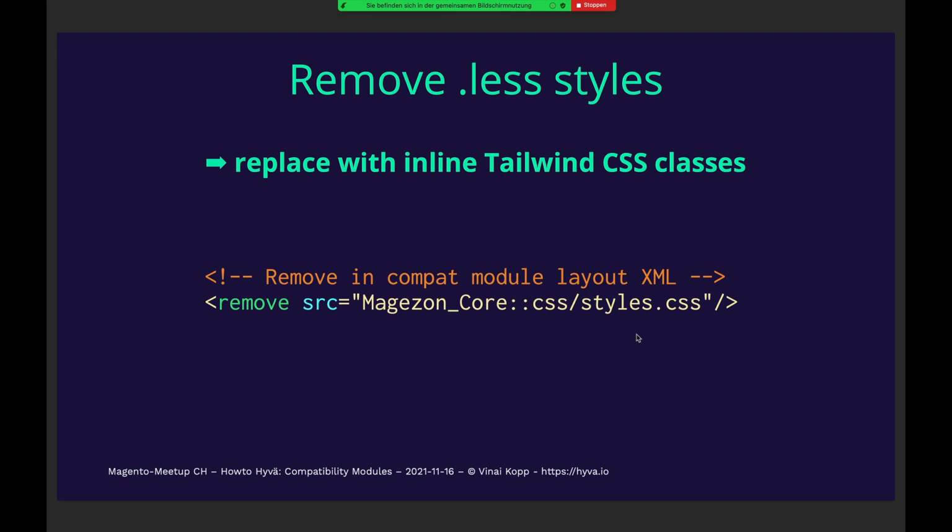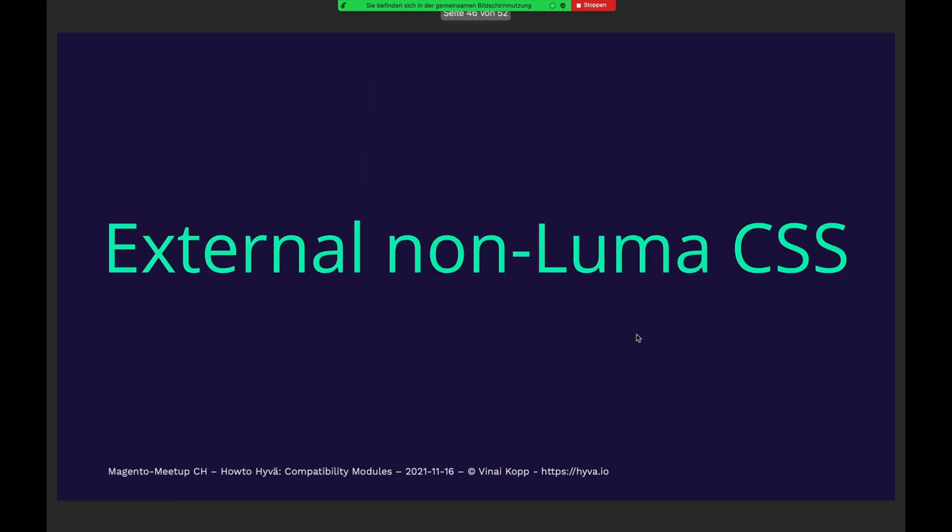Right. Now back to writing compatibility modules. If we have a module that declares some external additional less files that should be loaded only on specific pages, in Hyvä we generally remove those. So those would be a remove statement in a compatibility module layout XML, and then we would style them directly inline with Tailwind classes, just like anything else. The point here being, we don't use external CSS classes besides the one style CSS file that is generated for a Hyvä theme.